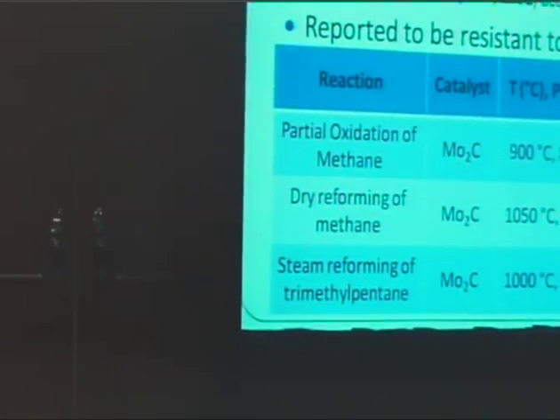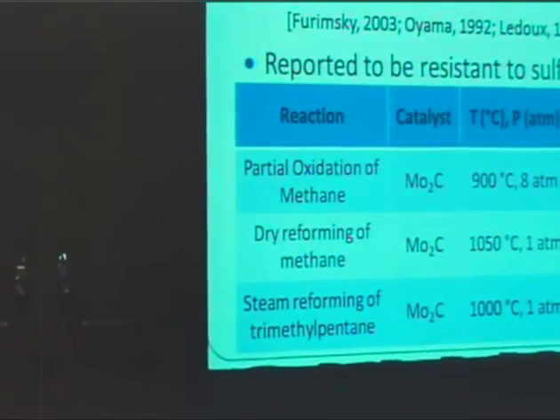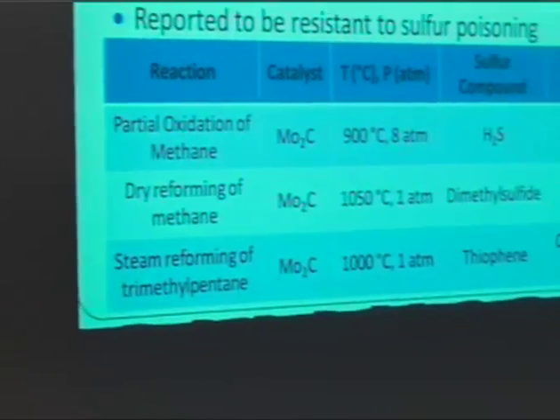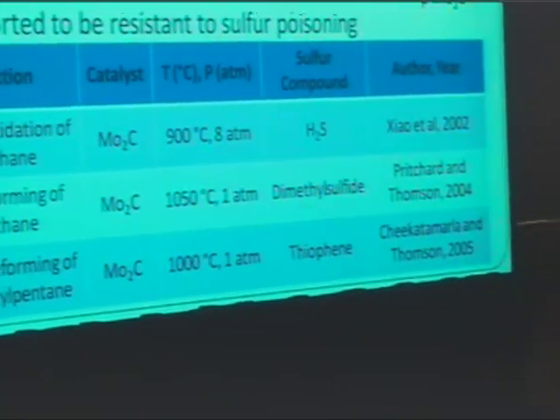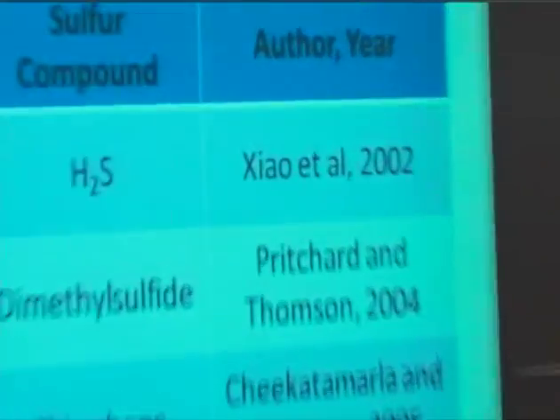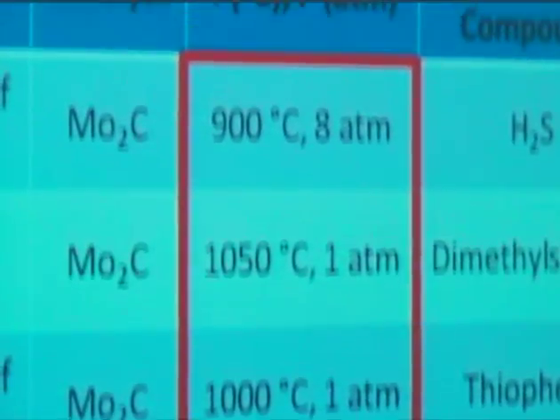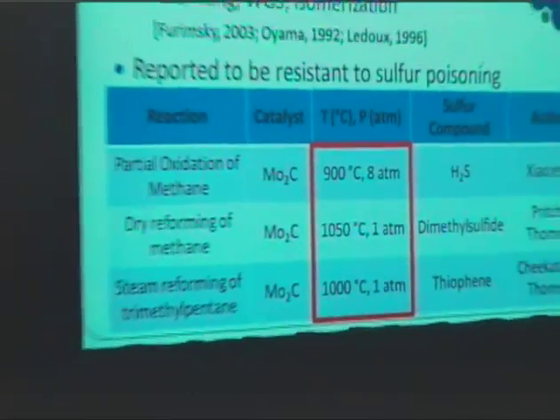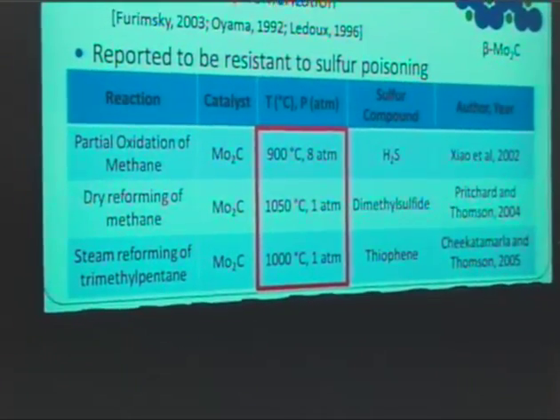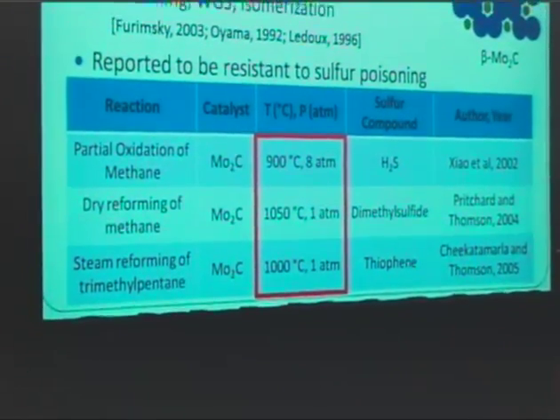I've shown here just a few examples from literature of different reactions over moly carbide in the presence of different sulfur compounds. What I want to focus in on is that most of these reports of sulfur tolerance have been at very high temperatures. And so it really hasn't been explored how these materials work under lower temperature, in the range of 200 to 250 degrees C and atmospheric pressure.